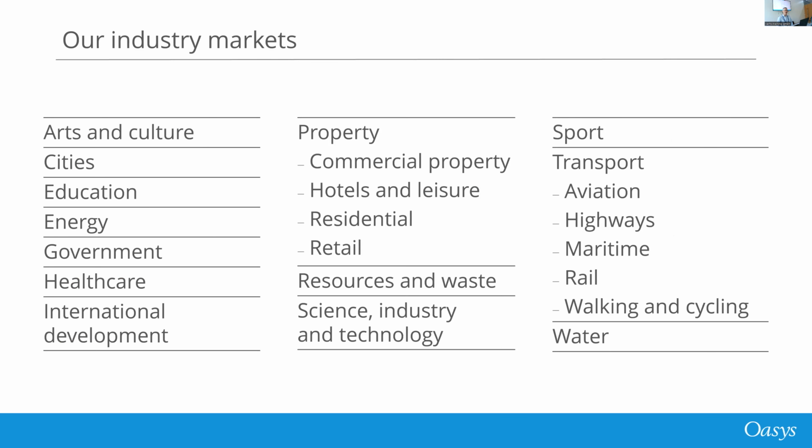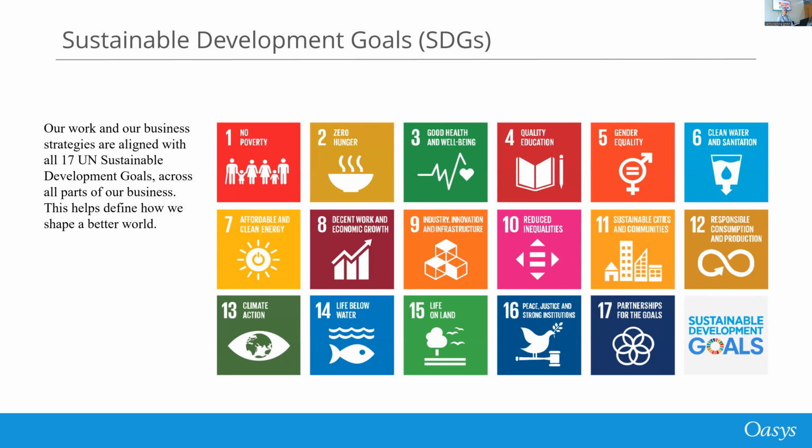Arup is primarily a consultant engineering business, and this encompasses many different factors, a few of the areas that we work in are listed here. We also prioritize environmental regeneration, biodiversity, conservation of resources, stable economic growth, and social value. At Arup, sustainability is at the heart of everything that we do. And as such, our business is aligned with UN Sustainable Development Goals, and this helps define how we shape a better world.